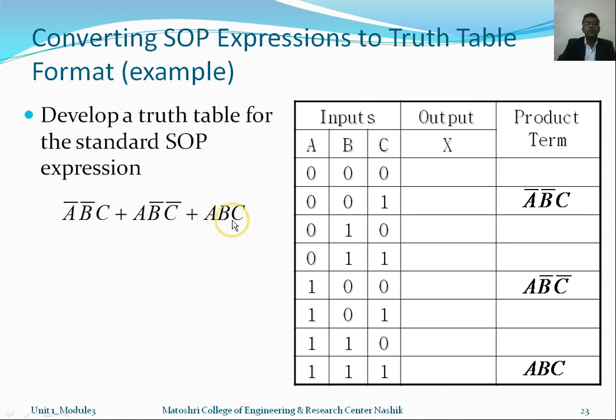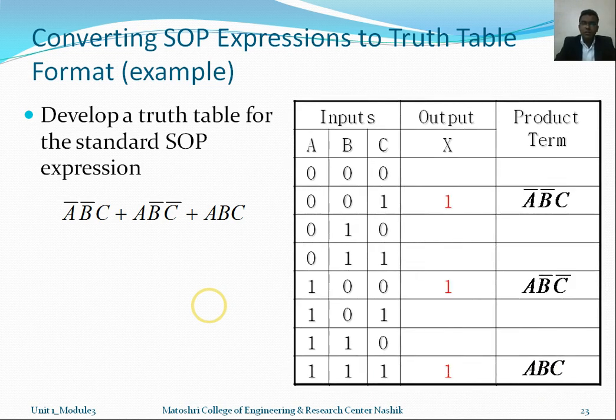Similarly for ABC, there is no complement for any variable. So 1 for A, 1 for B, and 1 for C. So 1, 1, 1. That is the ABC product term. These are the product terms, and for each product term we always represent 1 as the output in case of SOP. That's why for these SOP terms the output is 1, 1, 1.